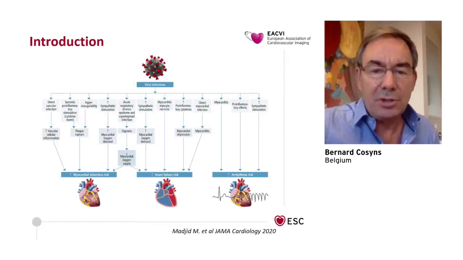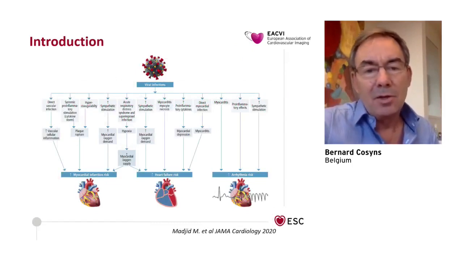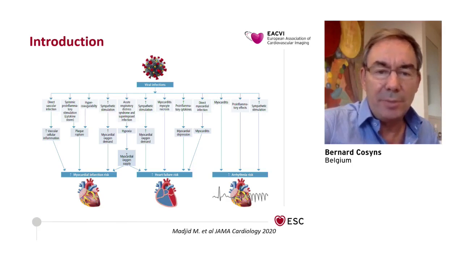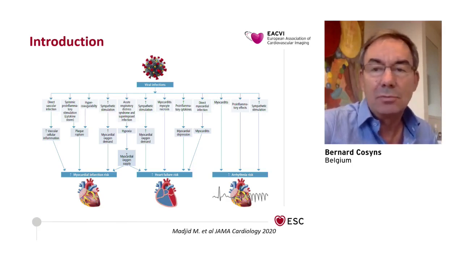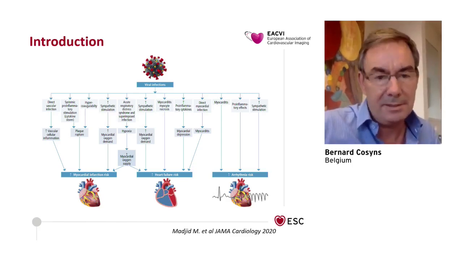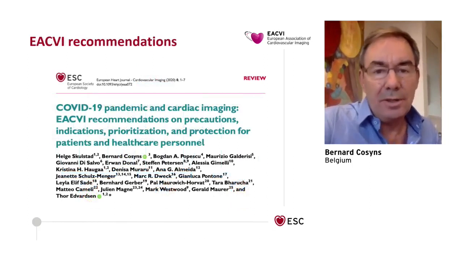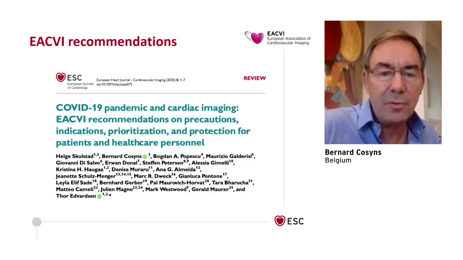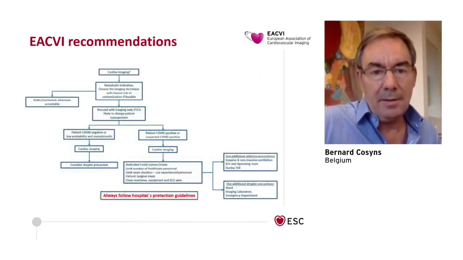As an introduction, of course, you probably all know that COVID infection is a multisystemic disease. And of course, there is also some involvement of the heart in this infection that can lead to three great types of myocardial disease: myocardial infarction, heart failure, and also a risk of arrhythmias that is increased due to various mechanisms. So, in order to guide the clinicians a little bit, we have provided some recommendations regarding the role of cardiac imaging in terms of precautions, indications, but also in terms of protection for the patients, but also for healthcare personnel. And a very short summary.